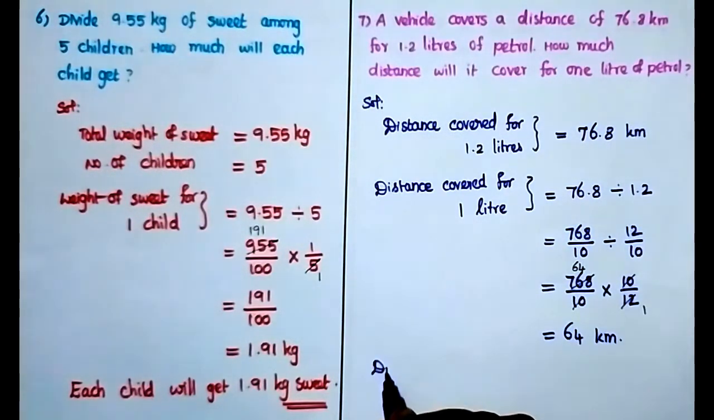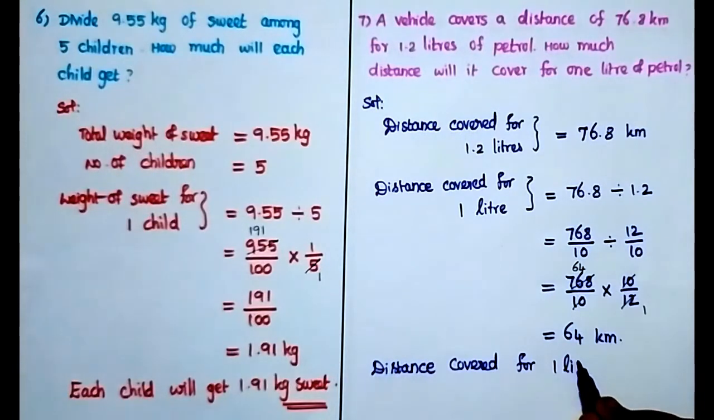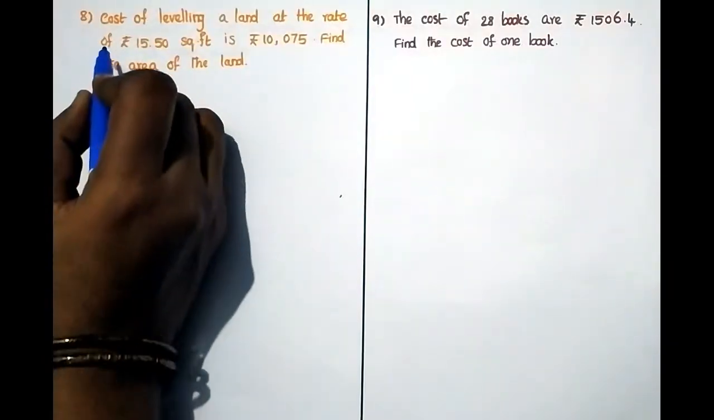So distance covered for 1 liter of petrol equal to 64 kilometer. That is the answer. 8th sum.